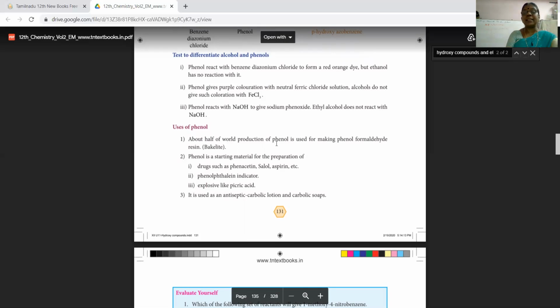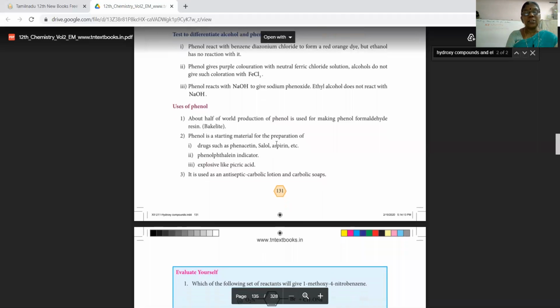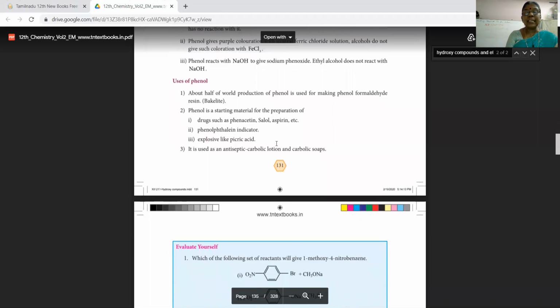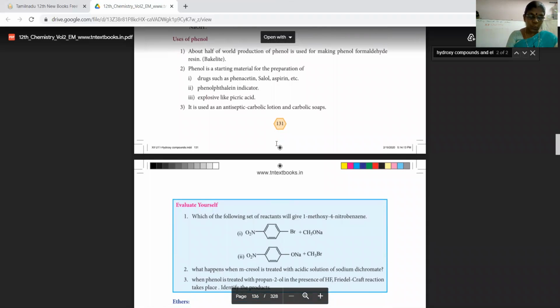Phenolphthalein, we previously studied the reaction, the phthalein fusion reaction. There you got the phenolphthalein that is used as an indicator. Phenol is also used as an explosive, and the explosive is nothing but picric acid. It is also used as an antiseptic in carbolic lotion and carbolic soaps.